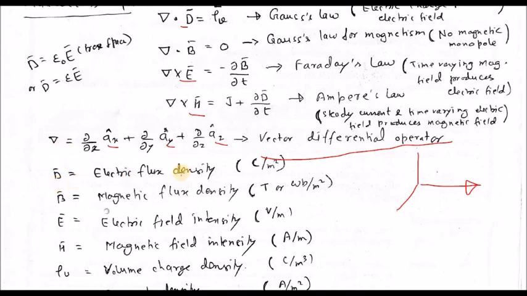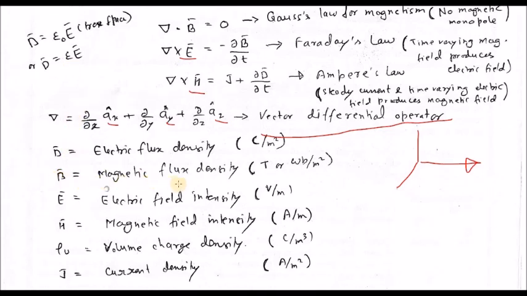This D is electric flux density in coulomb per meter square, and it is related to electric field intensity by this relation. D is epsilon naught E for free space, and D is epsilon E in any medium, and epsilon is epsilon R into epsilon naught. This B is magnetic flux density in Tesla or Weber per meter square. E is electric field intensity in volt per meter. H is magnetic field intensity in ampere per meter.